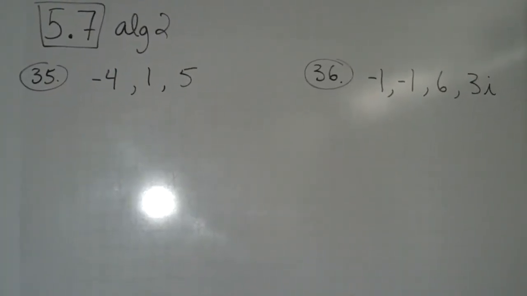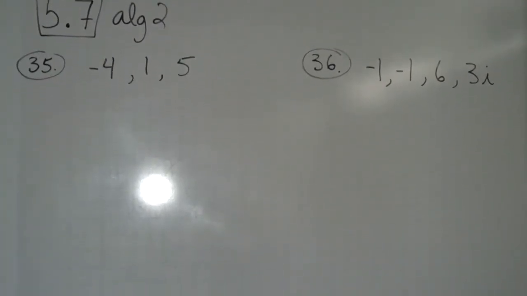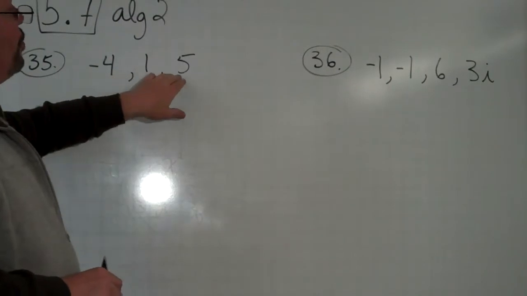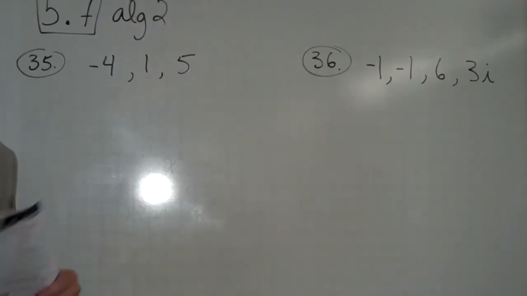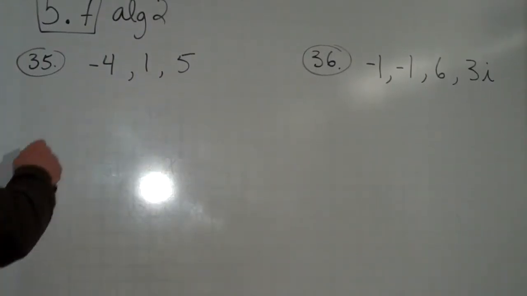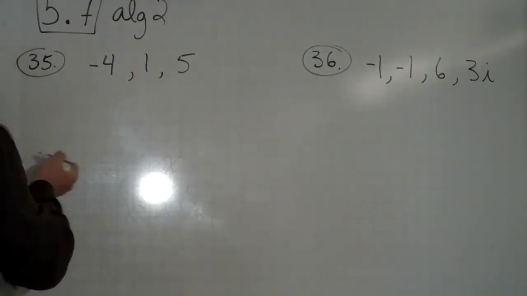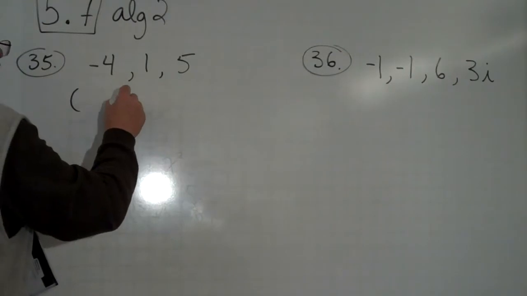Okay, finally the last section. This comes from 5.7. This is where we give you the answers. We give you the zeros or the roots, and we ask you what the equation was. Well, this is saying x equals -4, x equals 1, and x equals 5. So we reverse engineer it.